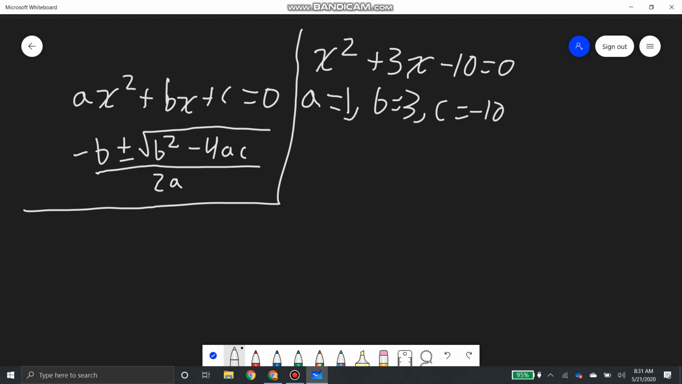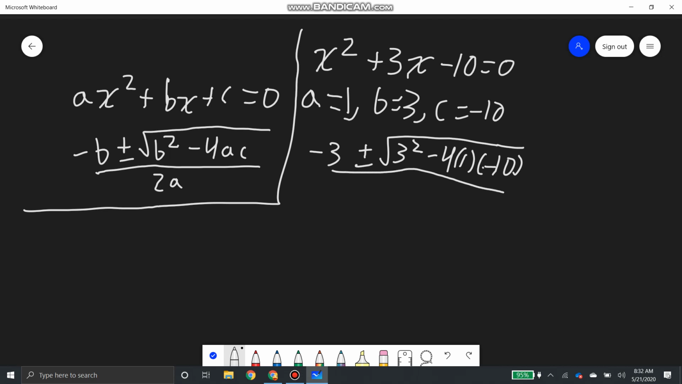So if we put this into the equation right over here, we should have negative b, or negative 3, plus or minus radical b, or 3, squared minus 4a, or 1, times c, or negative 10, all over 2a, or 2 times 1. Now, it looks a little bit confusing, but once you break it down into two different parts, it's really easy.